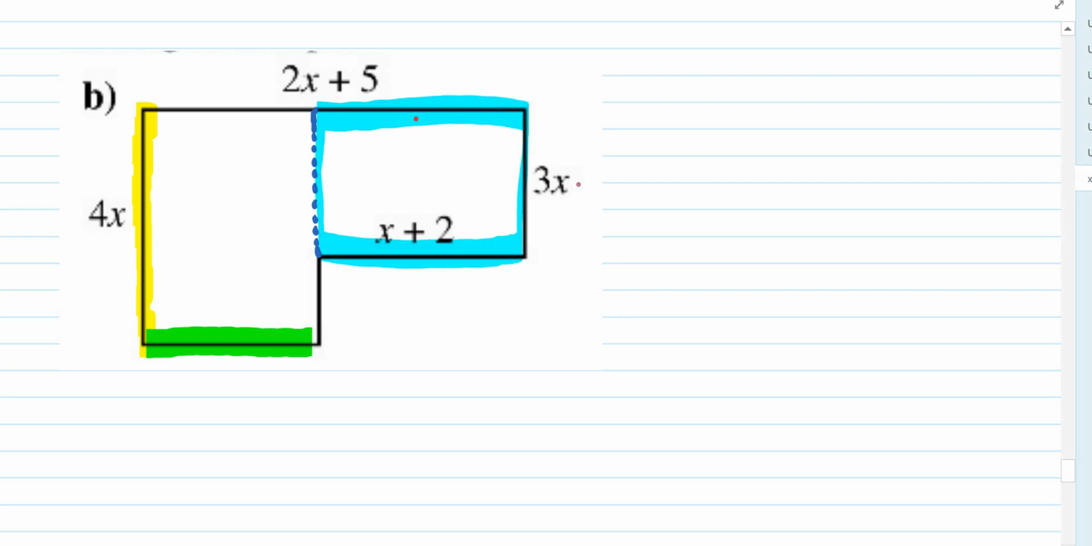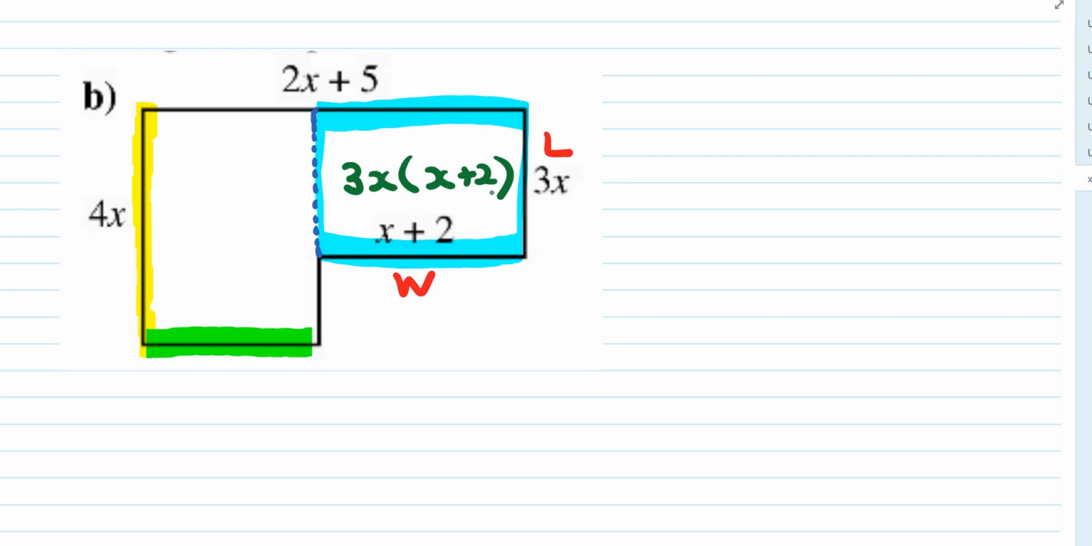This rectangle right here isn't too hard to figure out. So we have the length here and the width here. If we multiply that out, we get 3x(x + 2), right? So that's the area of that blue rectangle.